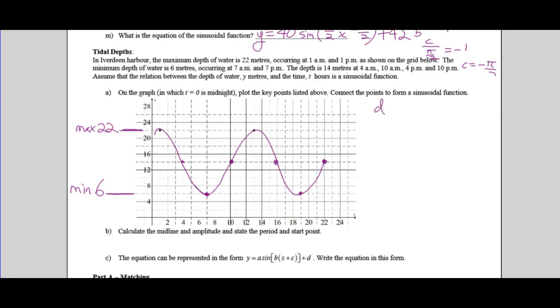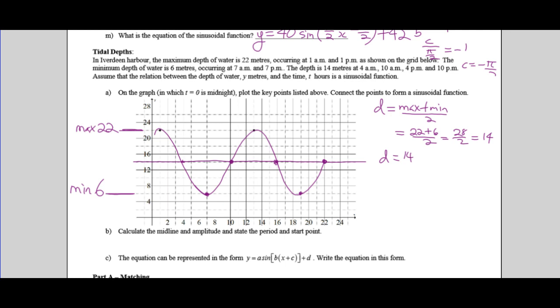You're going to calculate D, right? D, first thing you figure out is the middle, right? Max plus min over 2. 22 plus 6 over 2. 28 over 2, which is 14. Okay, then go draw in the midline. So calculate the midline, done.